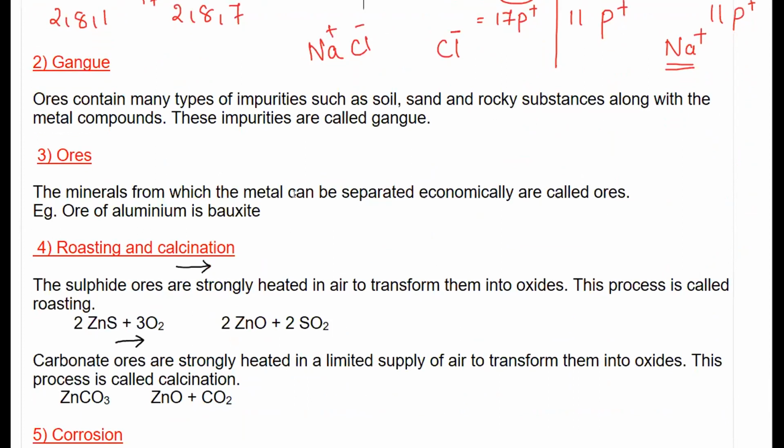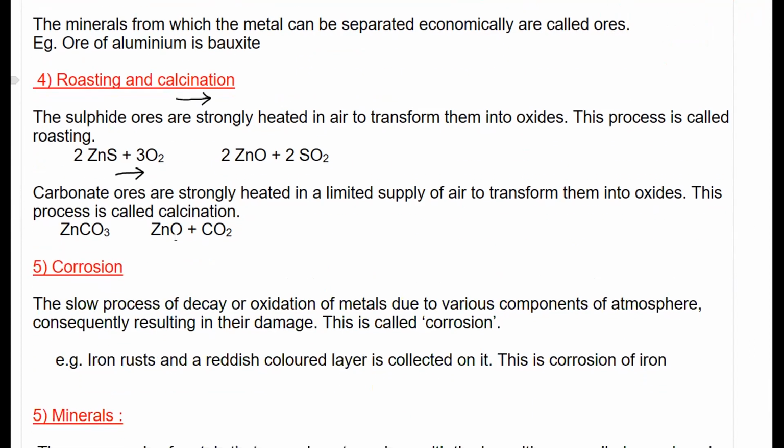Gangue. We know that ore contains many types of impurities, for example soil, sand, rock, rocky substances. These are the impurities present in the ore along with the metal compound. These impurities are called gangue. Next question is ore. The mineral from which metal can be separated economically is known as ore. We know that the ore of aluminum is bauxite.